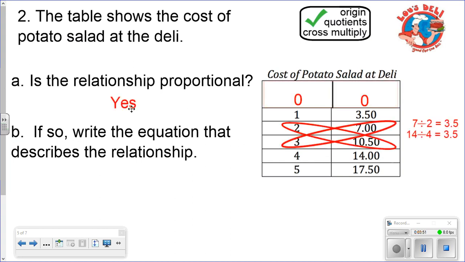And in this one, yes. If I cross multiply, I get the same answer. If I take the quotients, I get the same answer. And if I go backward in my table, I can get to 0. So my equation is y equals 350x, the change in y over the change in x.